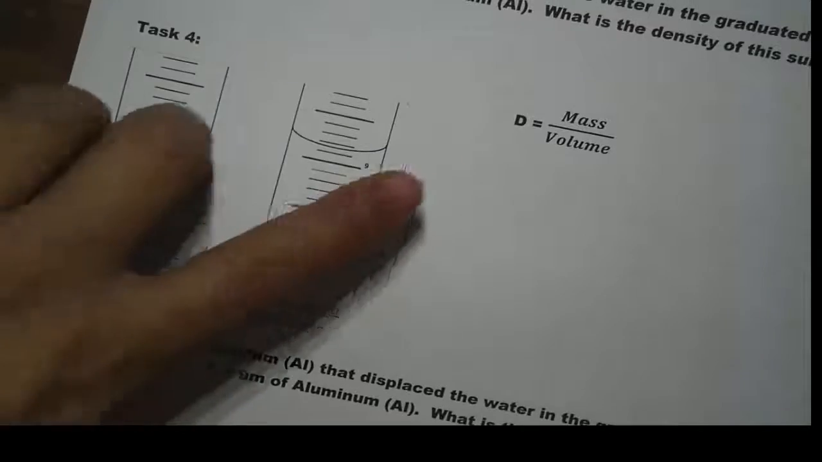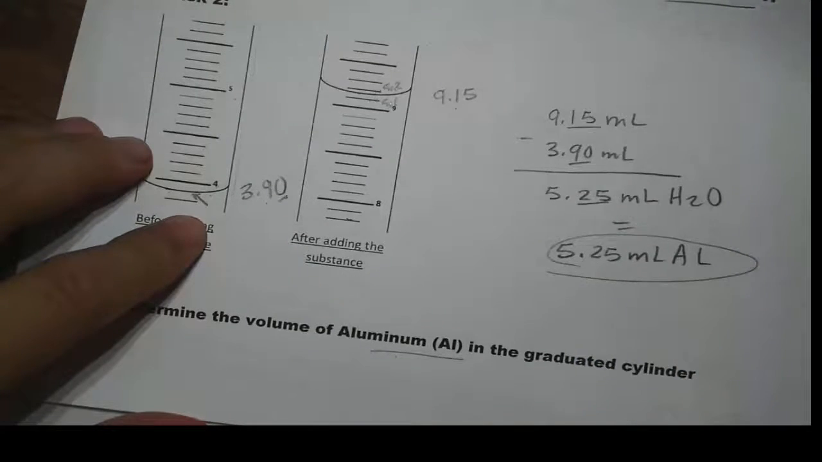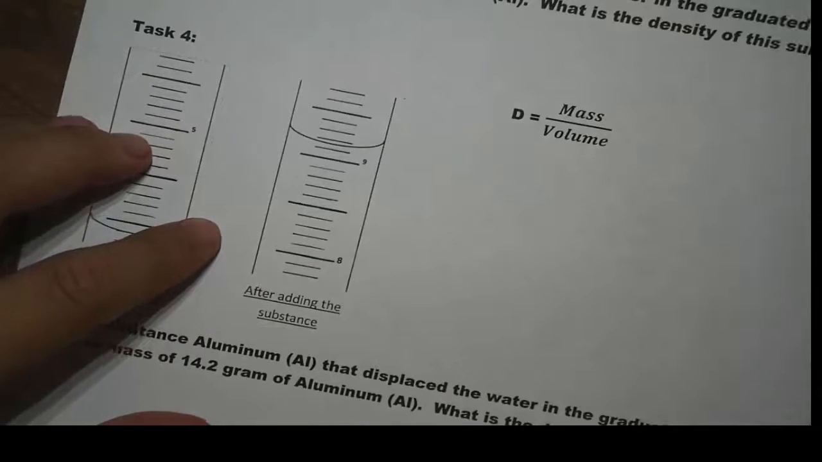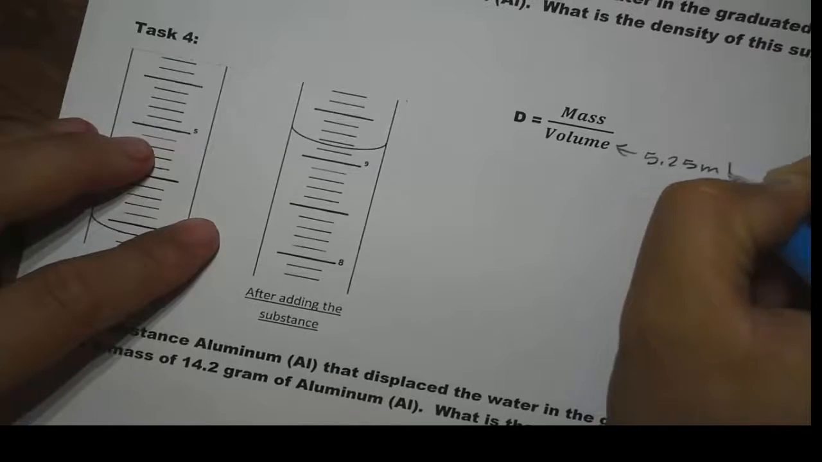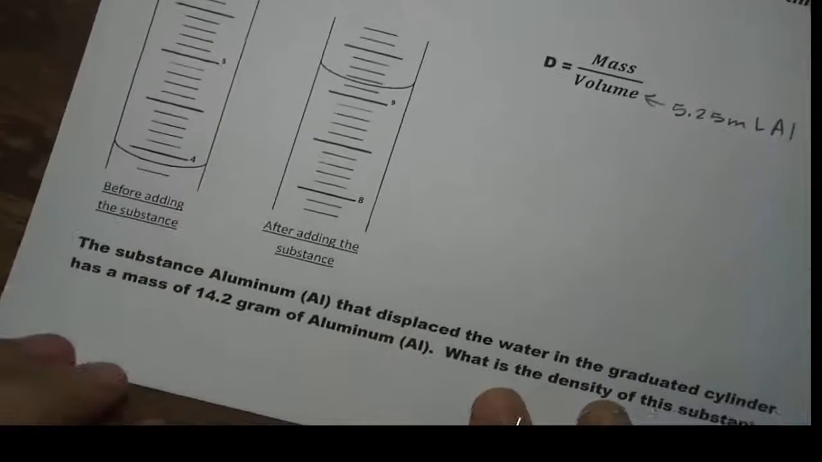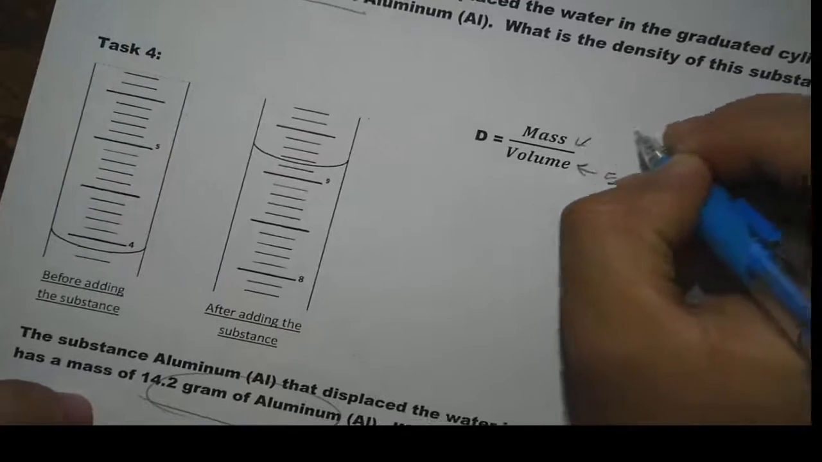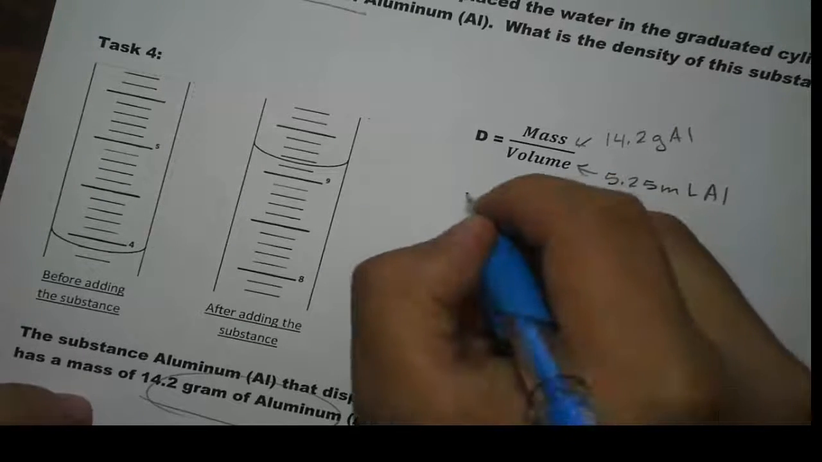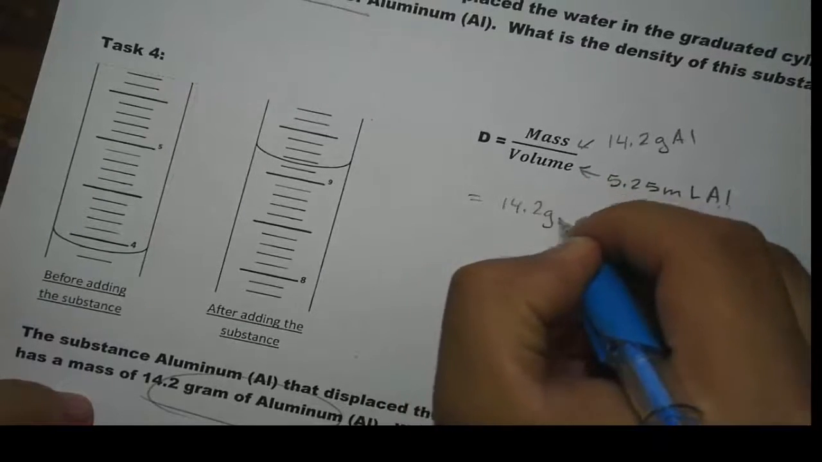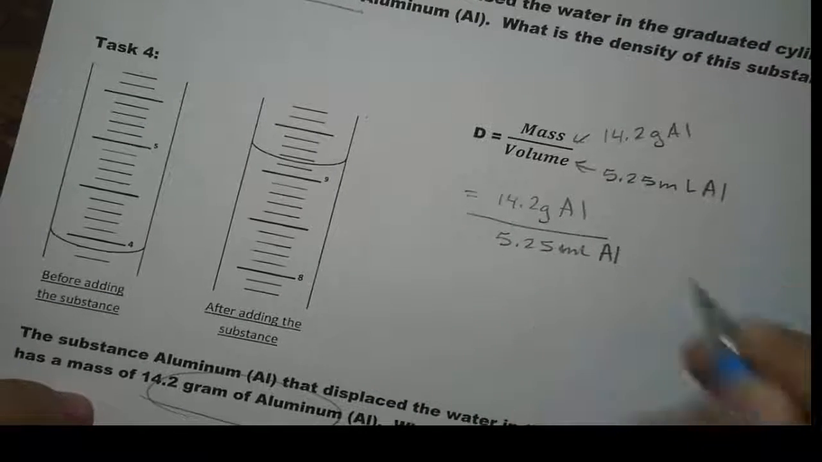And again, the density is equal to mass divided by volume. I figured out my volume right there already: 5.25 ml, or milliliter, of aluminum. What about the mass? The mass is given to us right there already, which is equal to 14.2 grams of aluminum. Now let's plug this in, divided by 5.25 milliliters of aluminum.